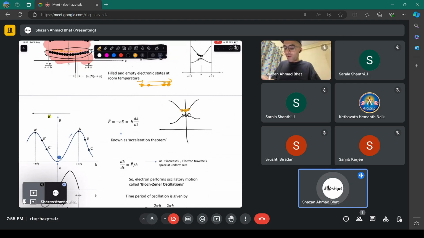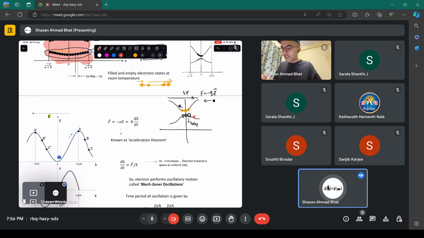Okay, now what happens when you apply an electric field? Because force equals minus q times electric field, the electron goes opposite to the direction of the field. That means these electrons want to go here. These are vacant states, something called holes. They are just vacant states, but they move in the opposite direction. They move in the same direction as the field. They move in this direction.